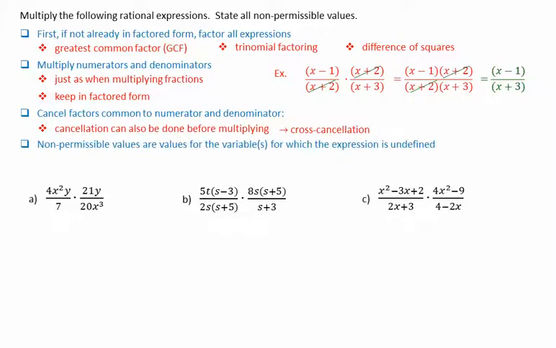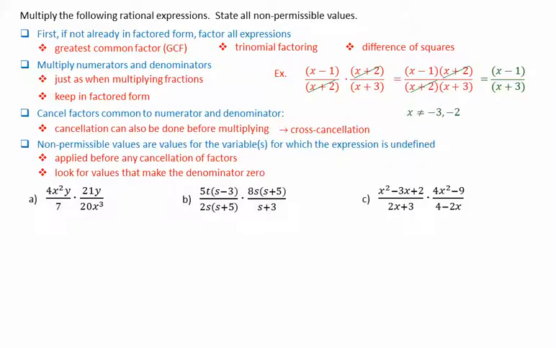The non-permissible values are values for which the variable makes the expression undefined. Always apply this before any cancellation of factors. Simply look for values that make the denominator equal to 0. For our example, the non-permissible values are x cannot equal negative 3 and negative 2. This corresponds to the x plus 2 being equal to 0 and the x plus 3 being equal to 0.